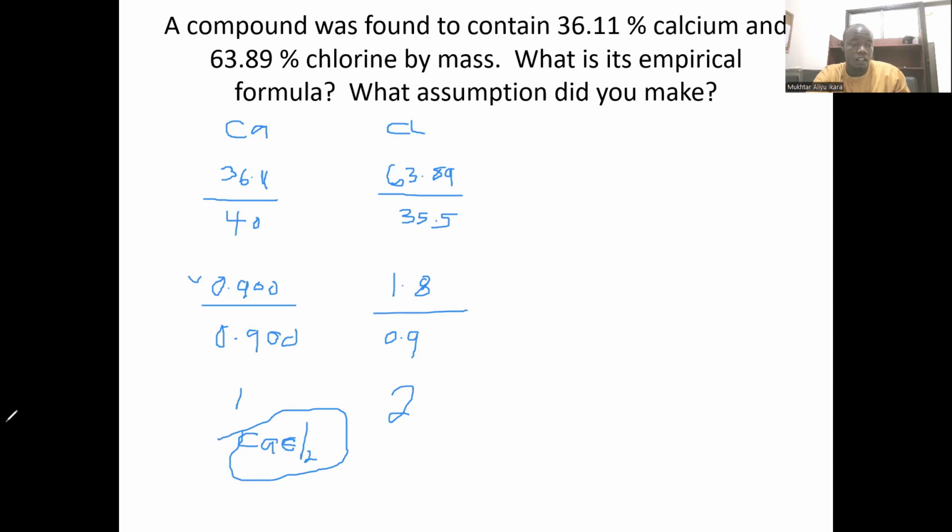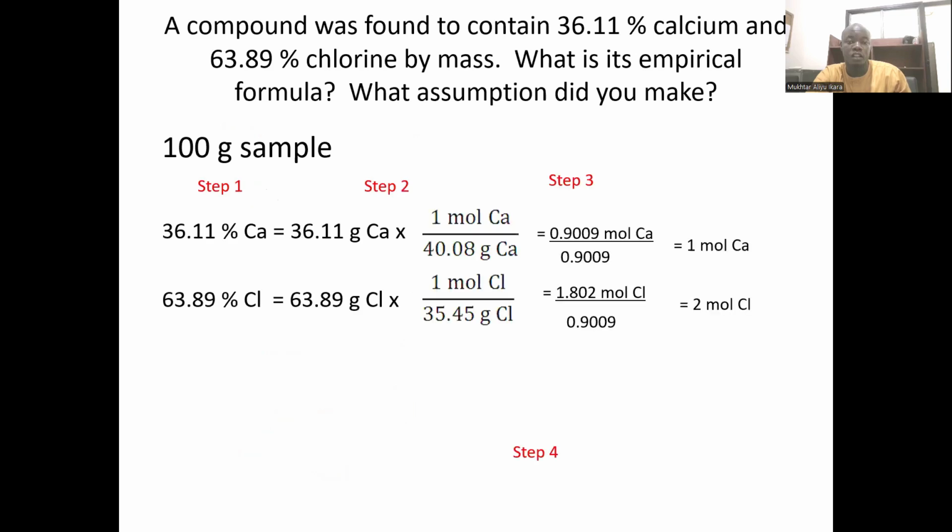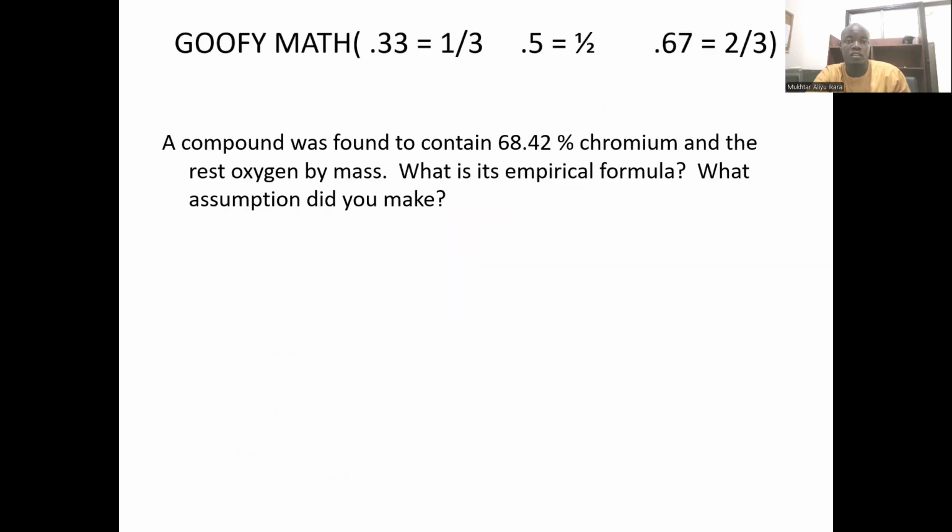Then the next thing now is, let's look at another example. Like for example, now a compound was found to contain 68.45% chromium, and the rest is oxygen. Since this one is in percentage and we know that of the chromium, we have to calculate the percentage of oxygen. So how do we do that? We assume that everything is 100 grams since it is given in percentage.